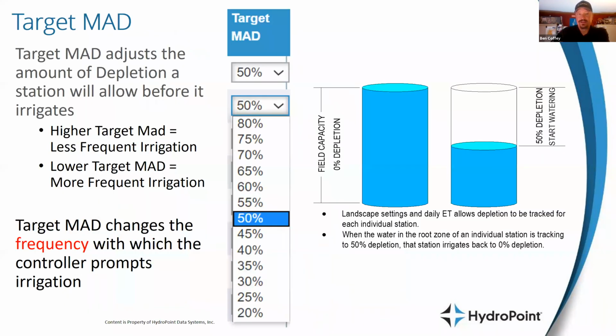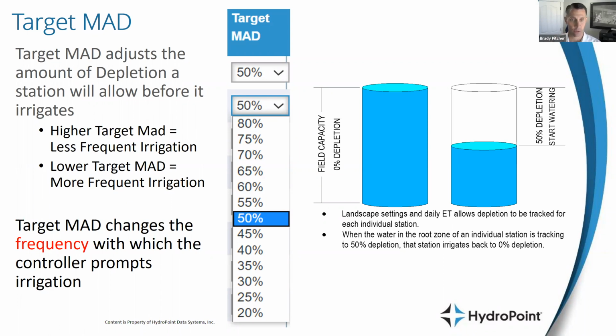All right, head to the next one. So this really talks about that management allowed depletion. Within WeatherTrack, you can adjust the trigger point at which it's going to water. And how does that affect frequency? We're talking today about day frequency. Depending on where that level is will determine the spread of distance between the days of watering. And you have all those options, from 80 to 20.